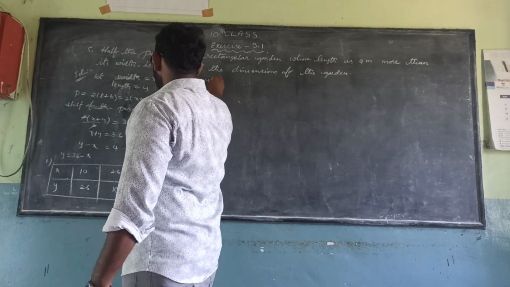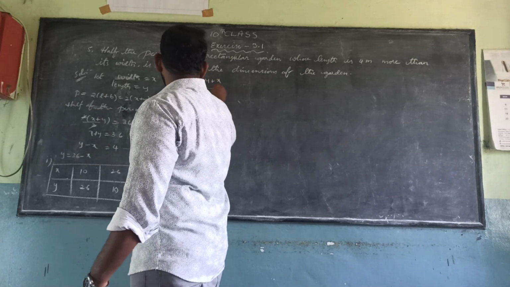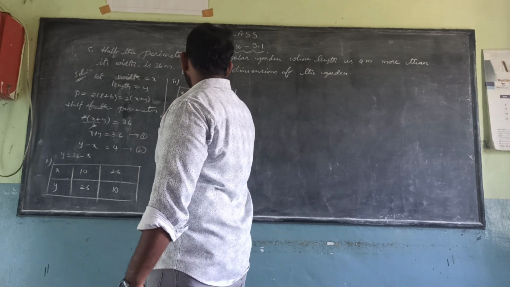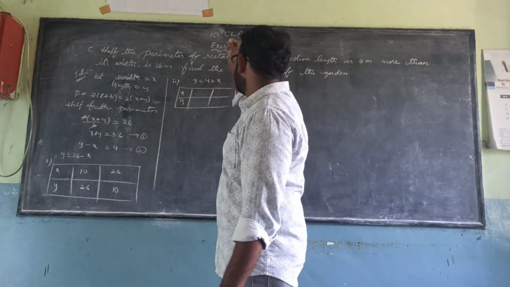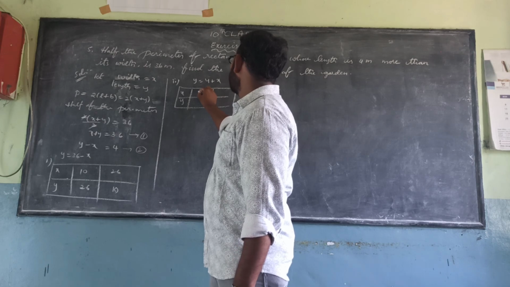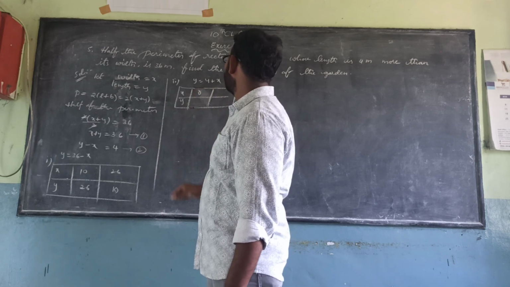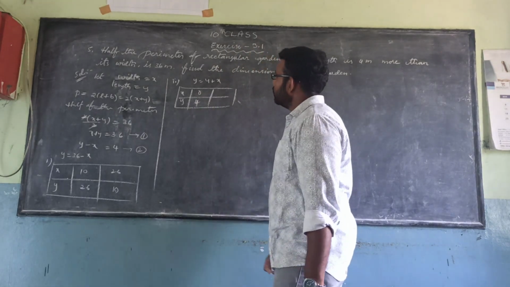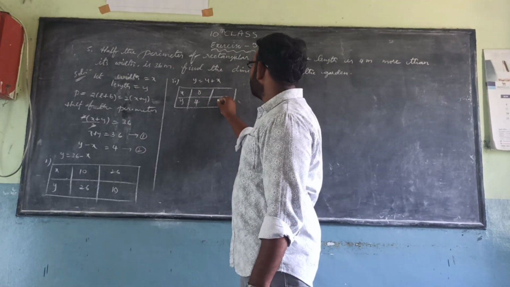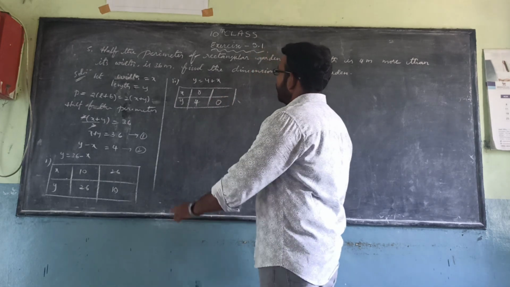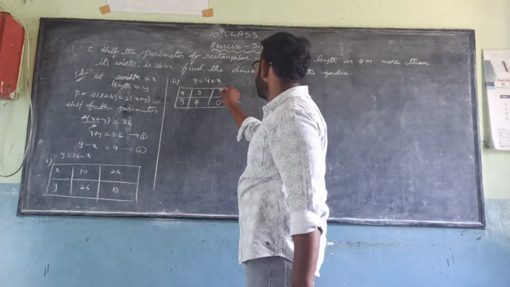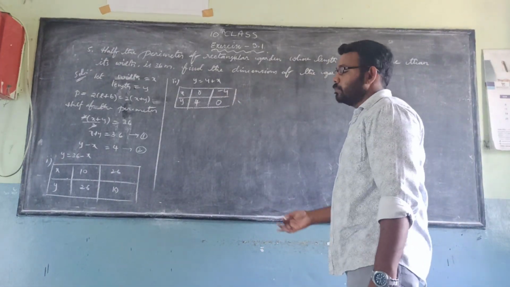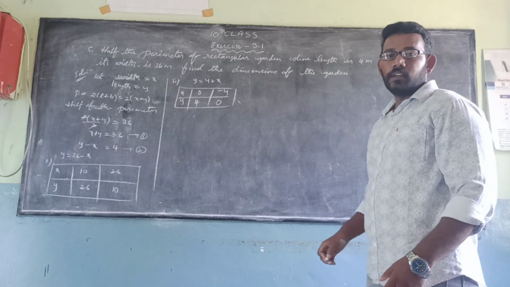For the second one, y is equal to 4 plus x. If x is equal to 0, y is equal to 4. If y is equal to 0, x is equal to minus 4. So now we can draw the tabular forms here. Now we can easily find out the graphs.